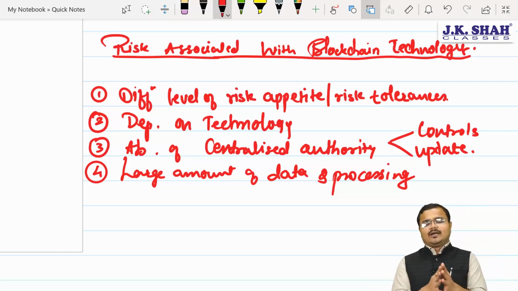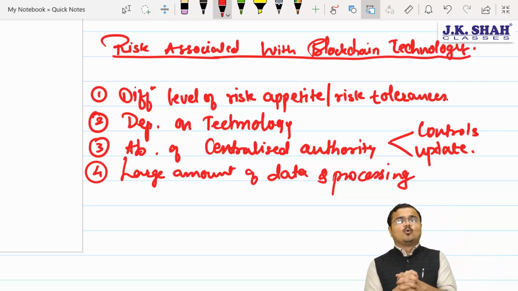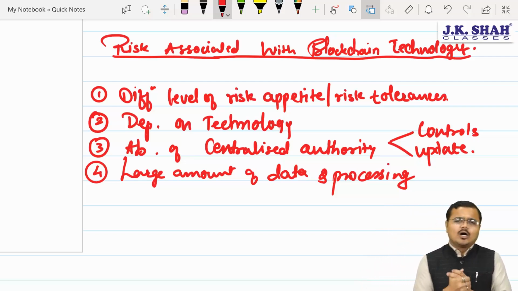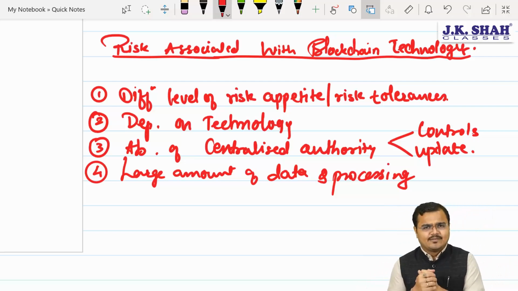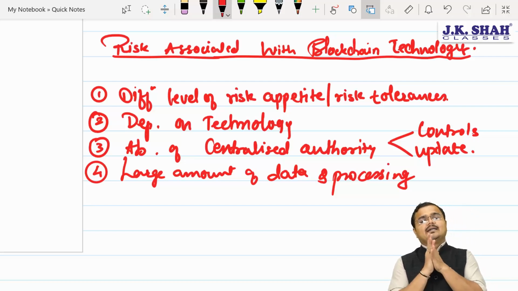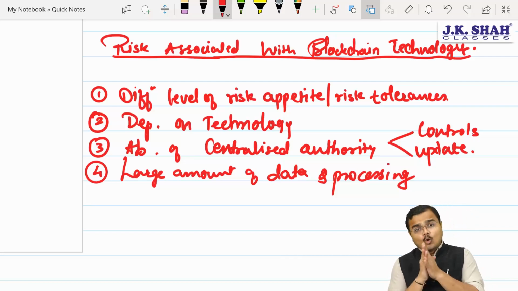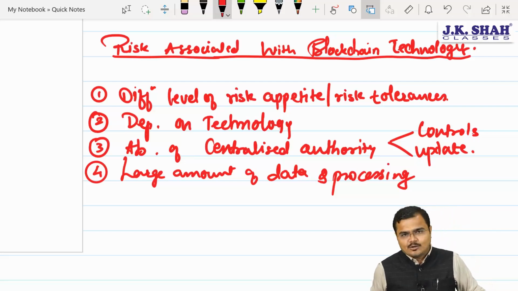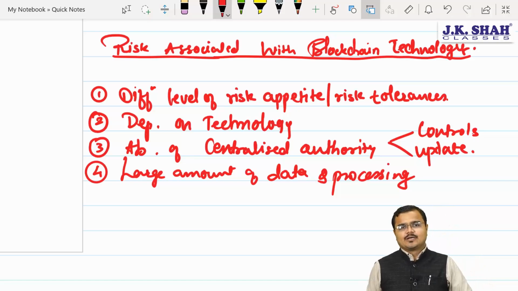Absence of central authorities makes it very difficult, chartered, to understand the controls as well as to update the controls or update the technology whenever needed in the future. And last but not the least, a humongous amount of data, and the processing and storing capability of this database, is a major risk under blockchain technology. Am I very clear to you, chartered?